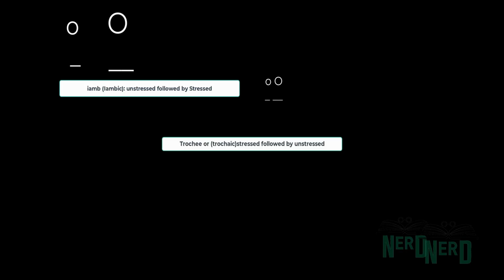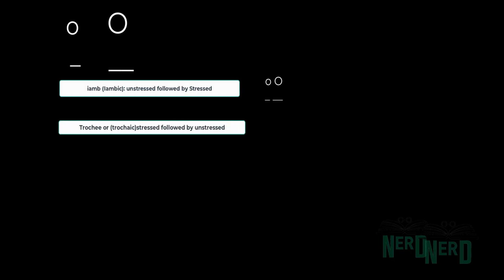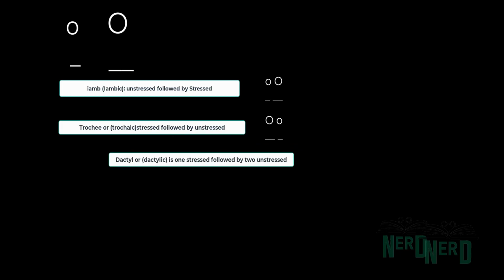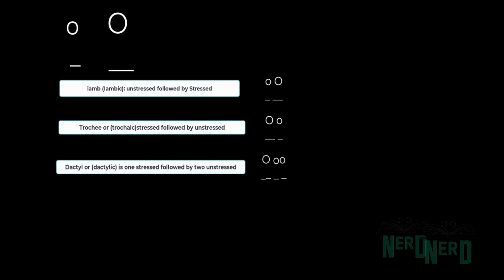Da-dum. Trochee, or trochaic, is the reverse, stressed followed by unstressed. Your code should be like this: capital O, small o, or double underscore, single underscore. Sound it out as dum-da. Dactyl, or dactylic, is one stressed followed by two unstressed. Code: capital O and two small o, or double underscore and two single underscores. Think of it as dum-da-da.